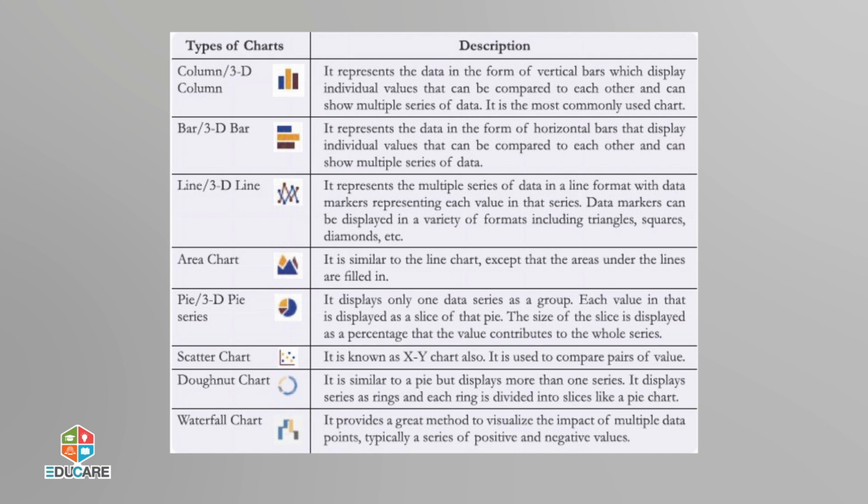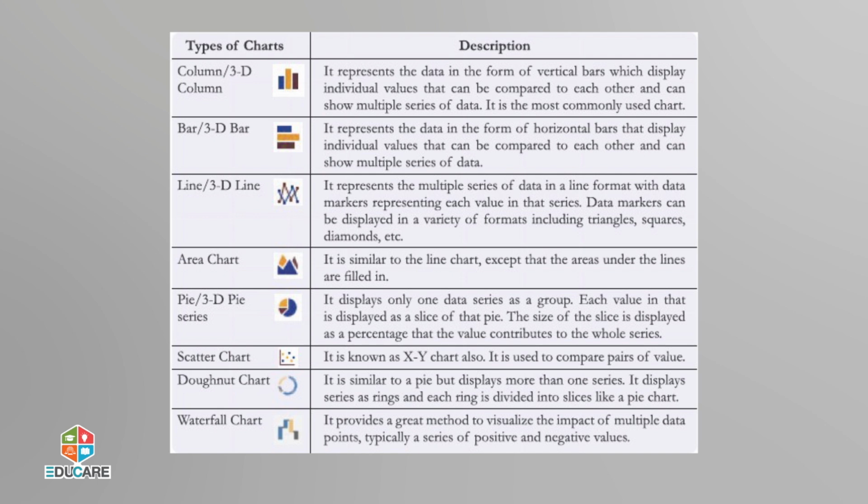Bar or 3D bar. It represents the data in the form of horizontal bars that display individual values that can be compared to each other and can show multiple series of data. Line or 3D line. It represents the multiple series of data in a line format with data markers representing each value in that series. Data markers can be displayed in a variety of formats, including triangles, squares, diamonds, etc. Area chart. It is similar to the line chart except that the areas under the lines are filled in.